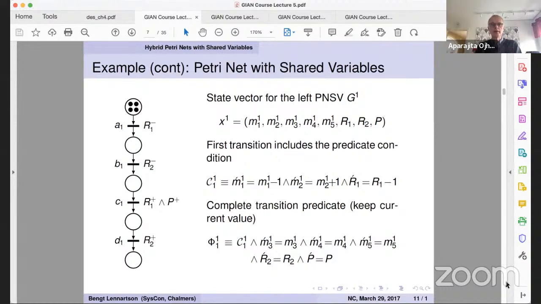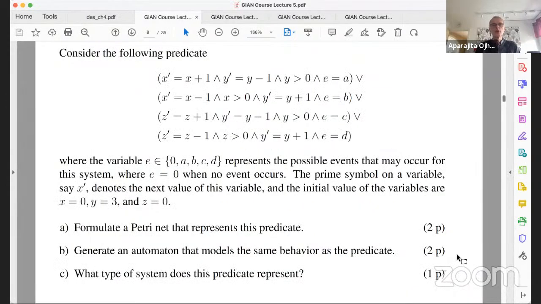So with this, I will stop and finalize the presentation of these extended models. But before I complete it totally, I will also show you two examples of how this could look. So the first is from a current exam, where I just give a set of predicates here. So consider the following predicates.